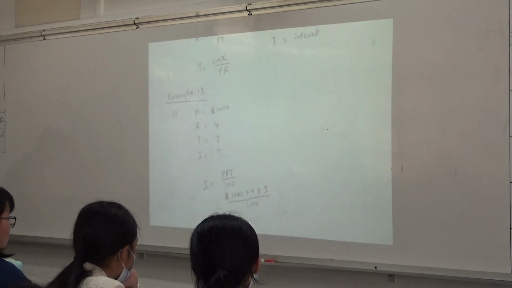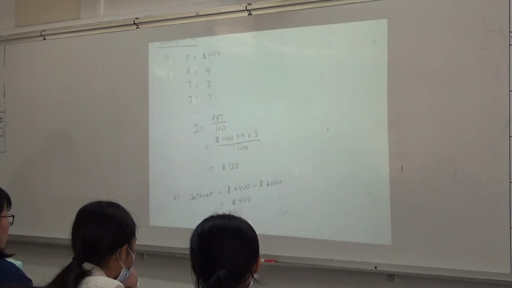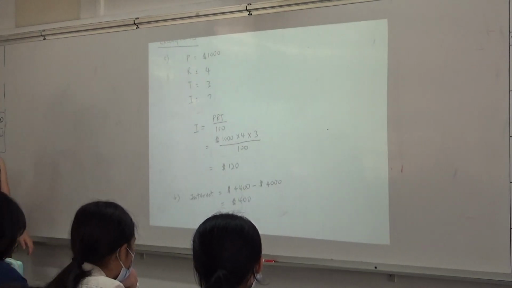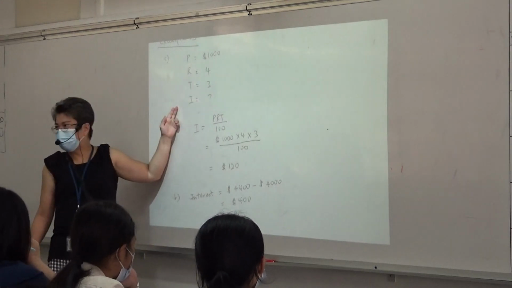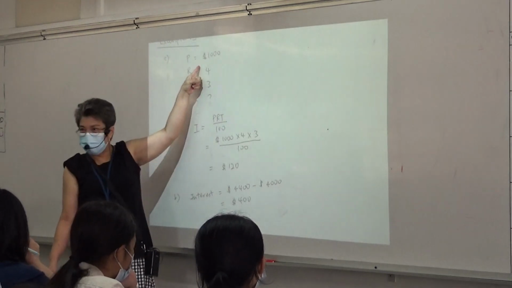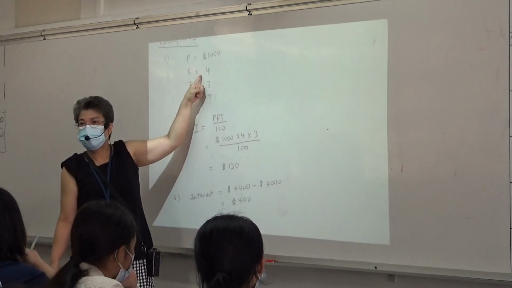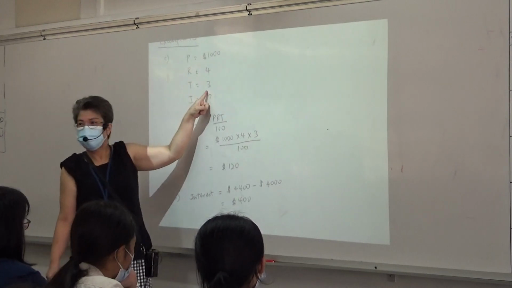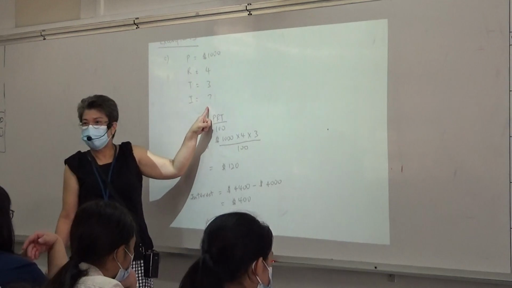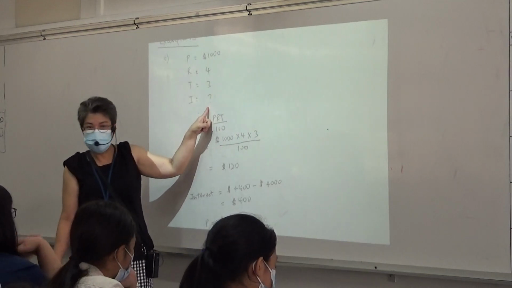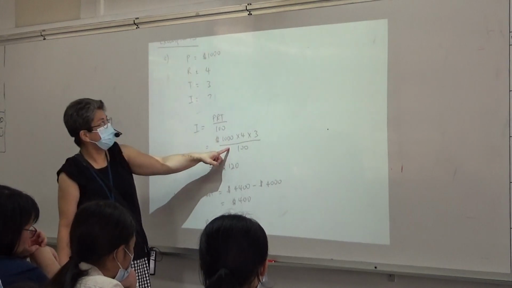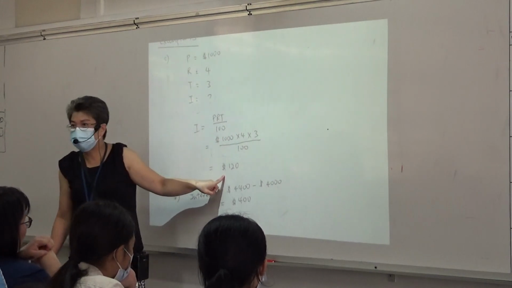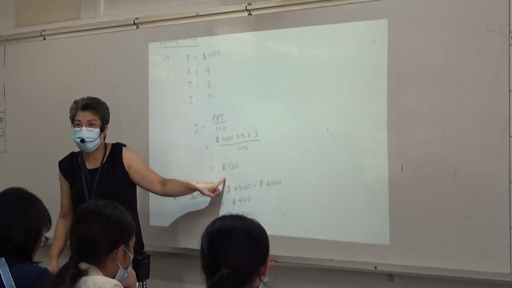Very fast one. Now what I always do is this. Can you see part A? Look up, you don't need to copy. I will put PRTI. I always put PRTI. She borrowed 1,000, right? The rate is 4%. What's the time? 3 hours. I don't know the interest. So I is PRT over 100, right? We just substitute in. Then we get $120. The interest is just $120.